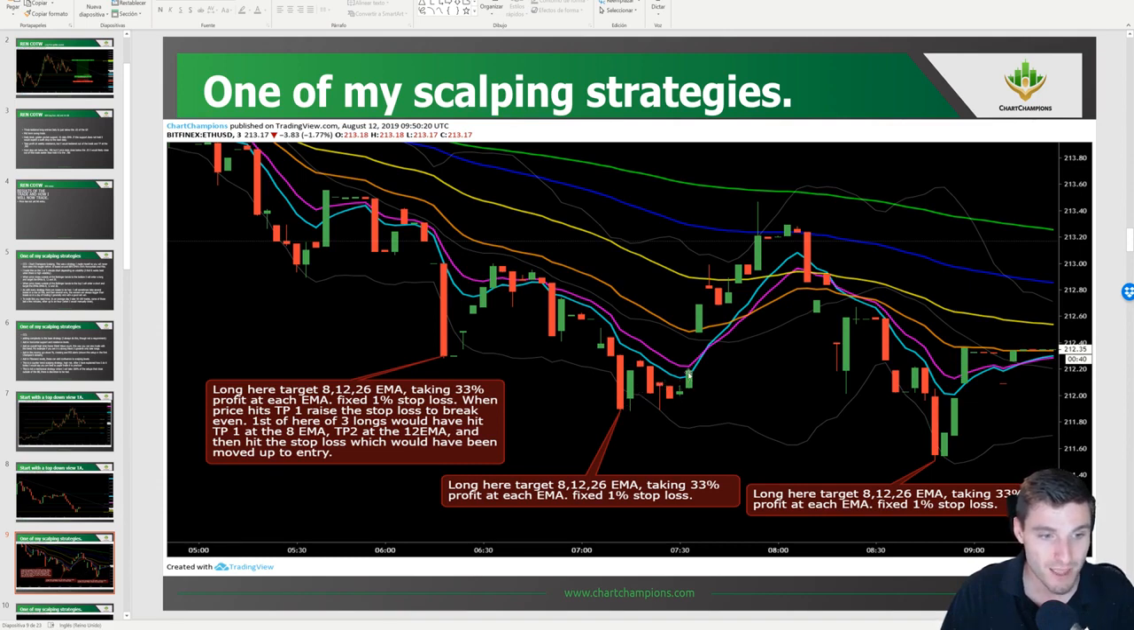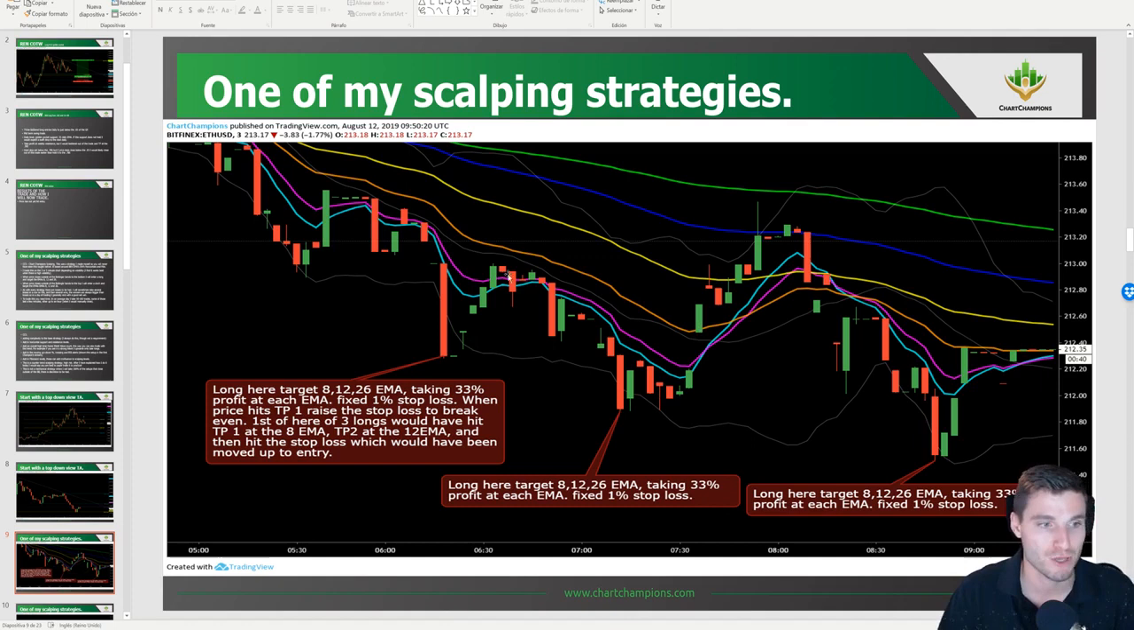Price comes up here, and it takes a little bit of time, so you have to remember this is on the 15-minute chart. Then price hits the 8 exponential moving average. Great, we take 33% profit here and move the stop loss up to break even. Then it gaps up but hits the 26 exponential moving average. In the end, it goes all the way up to the top of the Bollinger Band, but we're just aiming for the 26 here. So you close out at the 26, and that would have been a fully profitable trade.